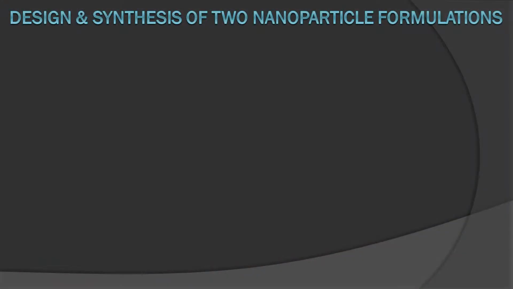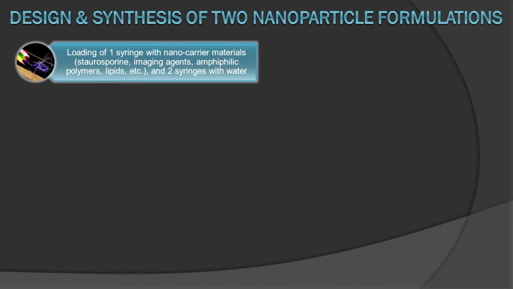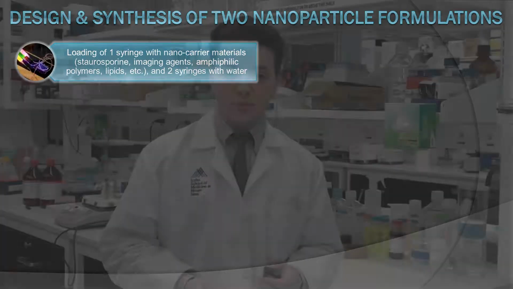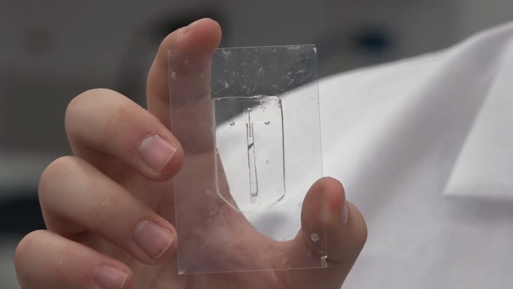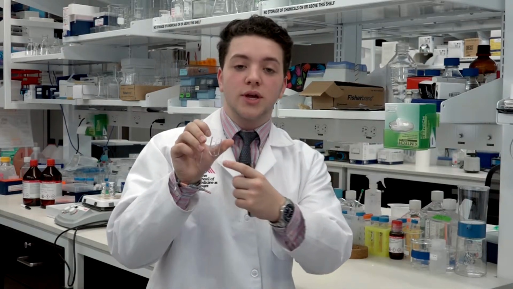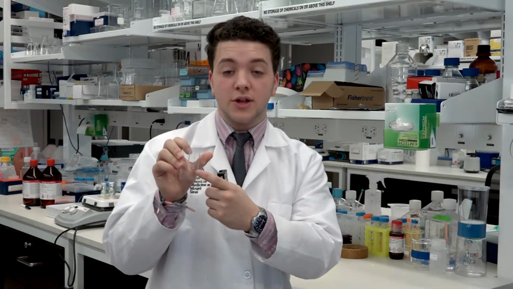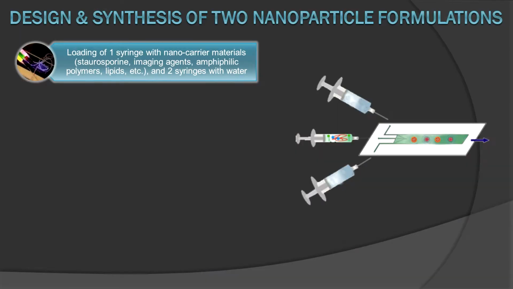Alright, so the design and synthesis of these two nanoparticle formulations which I've been working on. So in the synthesis process, the first thing we're going to do is load one syringe with the nanocarrier materials. What this includes is the staurosporine, or the cancer-killing drug, the imaging agent, the amphiphilic polymers, the lipids, etc., as well as we'll fill 2 syringes with water. So what we put these into is what's called a microfluidics chip. And they look like these, and essentially it's a tri-channel system. So in the centermost and top part, you're putting in your nanocarrier or hydrophobic and amphiphilic materials, so everything which is going to end up being the nanoparticle.